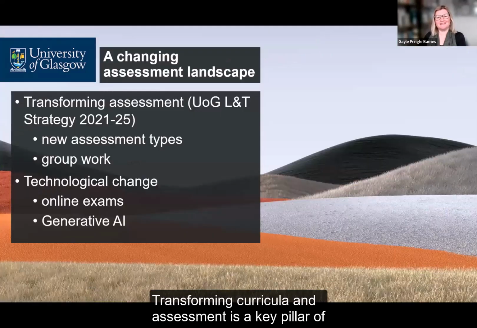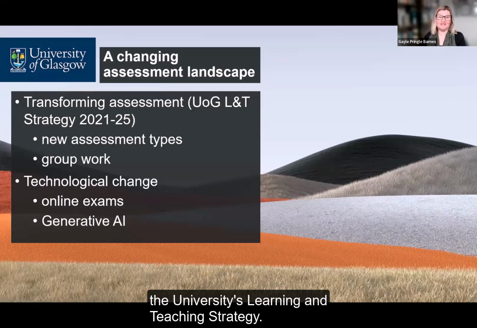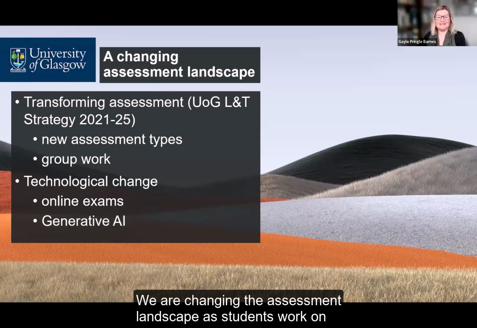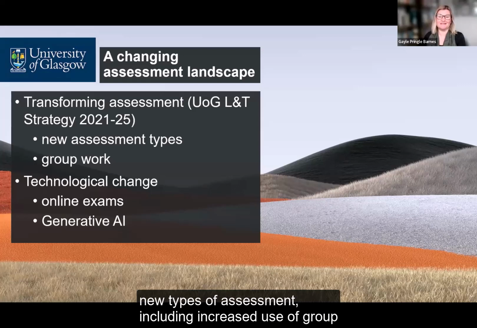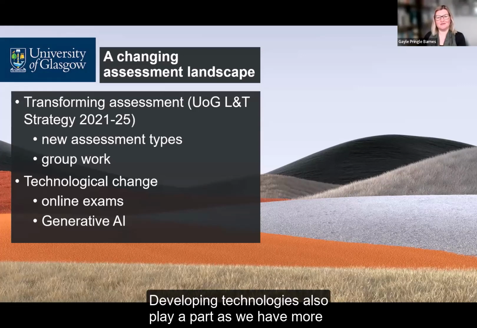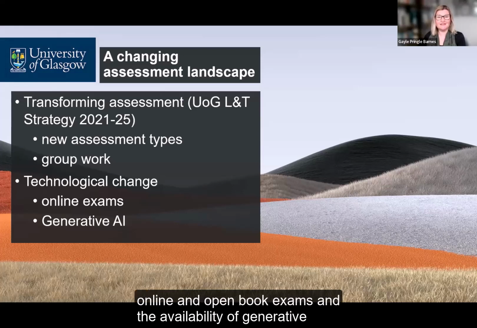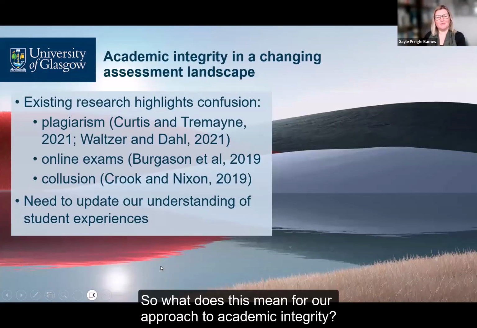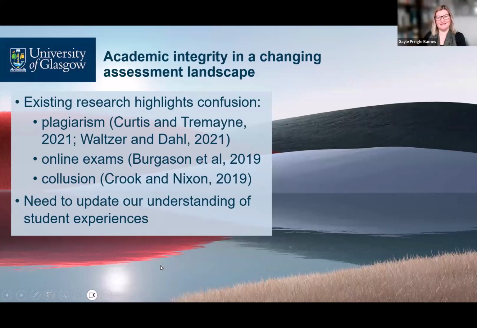Transforming curricula and assessment is a key pillar of the university's learning and teaching strategy. We are changing the assessment landscape as students work on new types of assessment, including increased use of group work. Developing technologies also play a part as we have more online and open book exams and the availability of generative AI. So what does this mean for our approach to academic integrity?